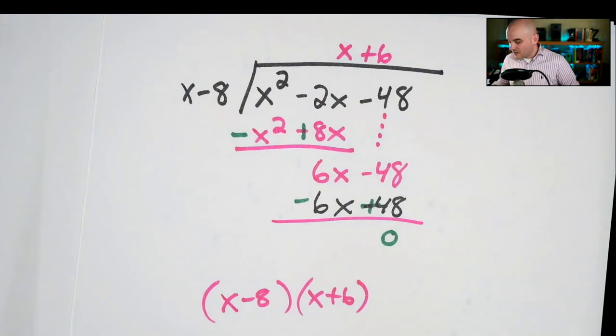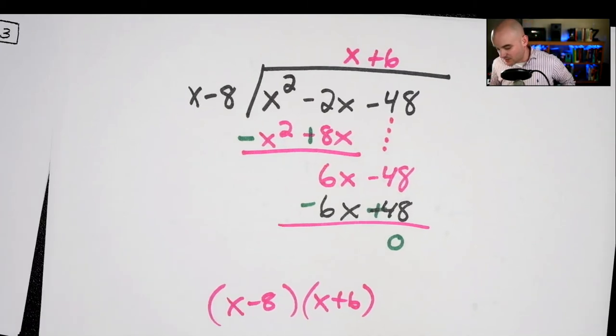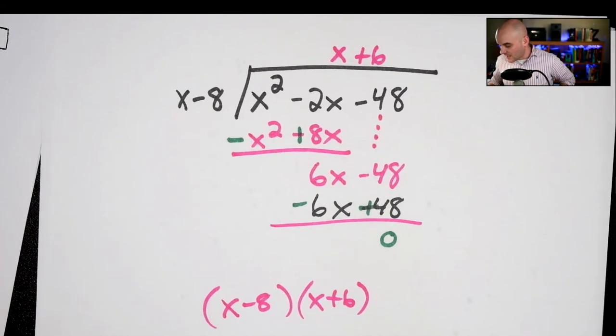All right, they don't always work out so perfect. Sometimes you do have remainders like we do with regular real numbers, and we're going to see that in some of the examples as well. So let's take a look at another one.